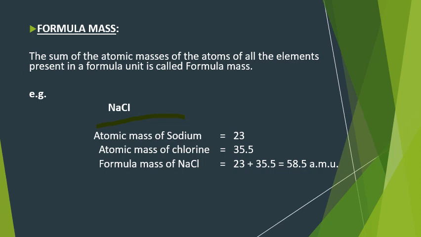Here the formula mass of sodium chloride is: sodium carries 23, while chlorine has a mass of 35.5. The sum of these two is 58.5 AMU. I think you are familiar with all of this very well. So once again recall them and try to understand them. They will be repeated again and again. Learn them well, right?